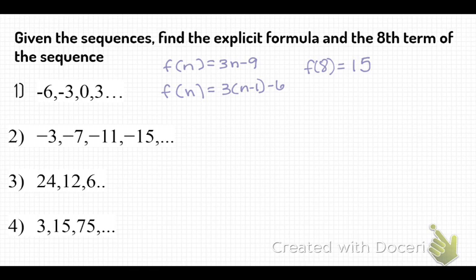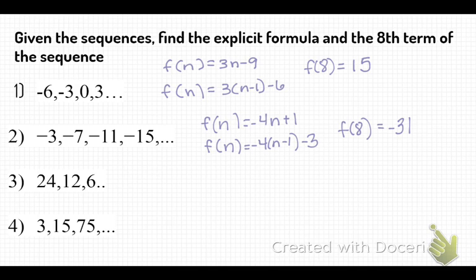Okay, have you finished number 2? Can I go over that answer? Are you done with number 2? If not, it's been 8 minutes, so you got to learn to write faster. Okay, if you use the zero term for number 2, here's your answer. If you use the first term, is this your answer? Okay, and what is the 8th term for this sequence? Negative 31.